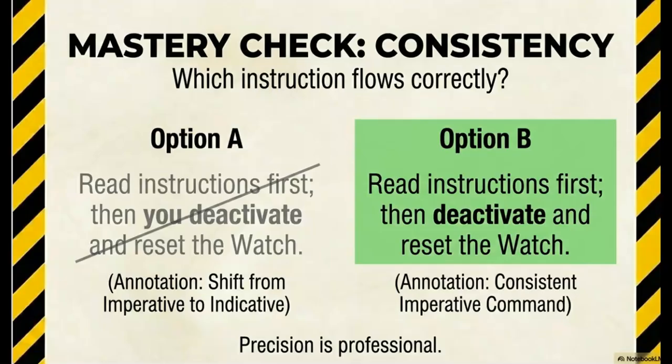And finally, let's just take a look at consistency. So you want to think about which option flows better. If we have read instructions first, then you deactivate and reset the watch. Whereas for option B, we have read instructions first, then deactivate and reset the watch. Okay, and so notice that we're not saying the word you. We didn't change the structure halfway through, so we keep this as read instructions first, then deactivate and reset the watch.